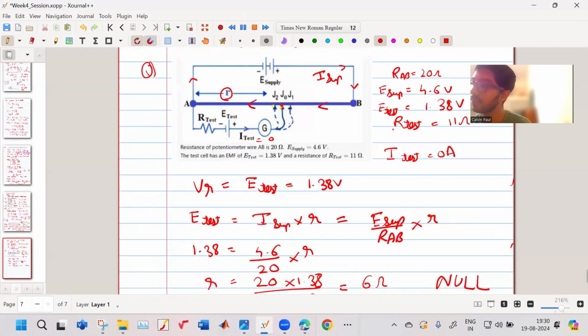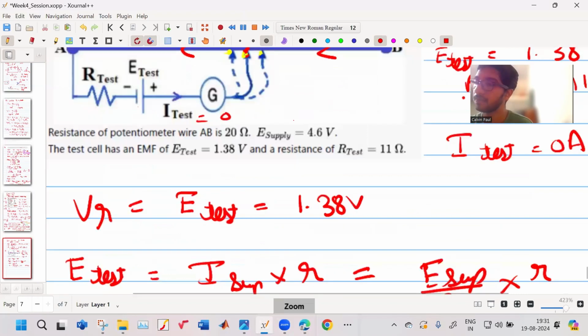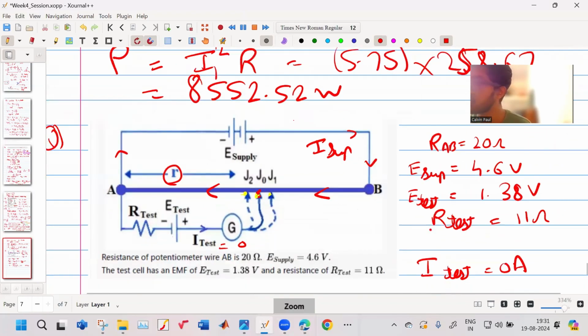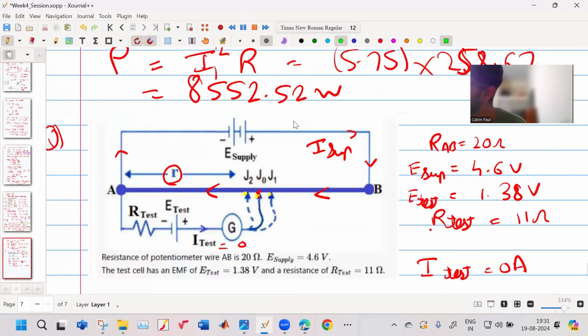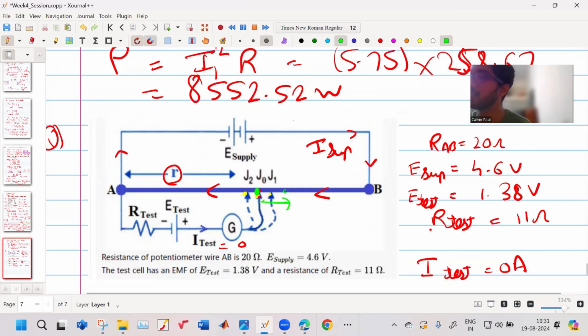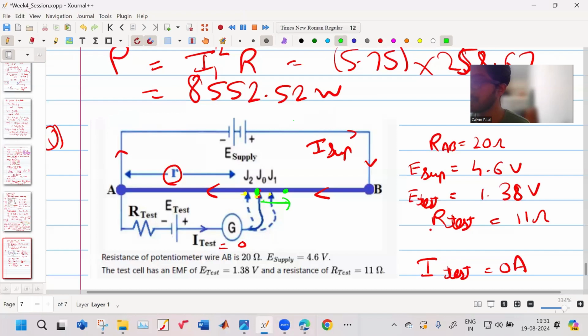suppose the correct point was over here, but it is moved rightward such that the resistance R becomes 1 ohm. So it is moved in this direction. Suppose it is now placed over here. Then how will your circuit look, and what is your test current which will flow?